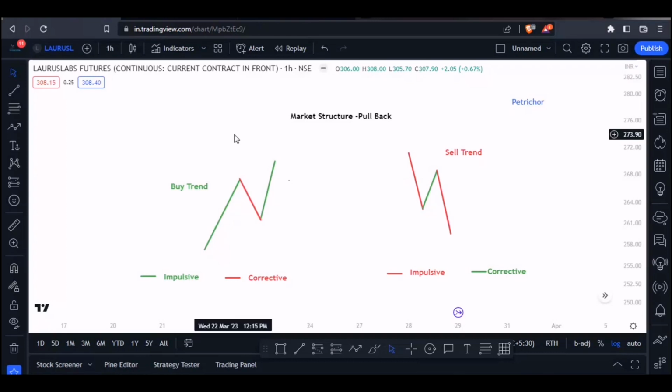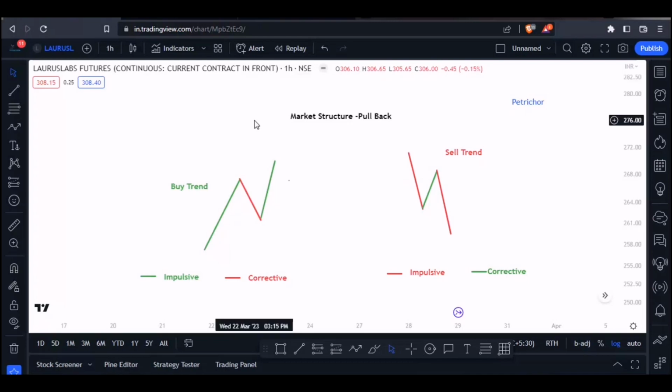Hi everyone. In this video, we're going to see about the market structure and what is meant by pullback, because pullback is the very basic thing we have to find out in the market. Why I am saying this is because many people are trading using market structure, or what is called the smart money concept, institutional trading concept, whatever it may be. The basic thing we have to see is the market structure.